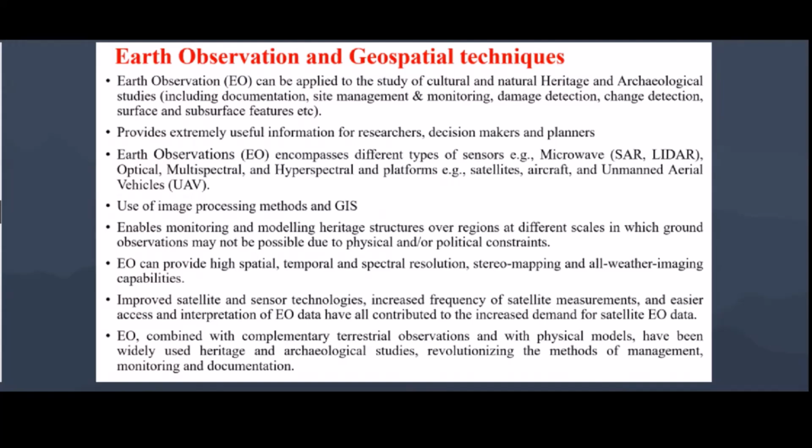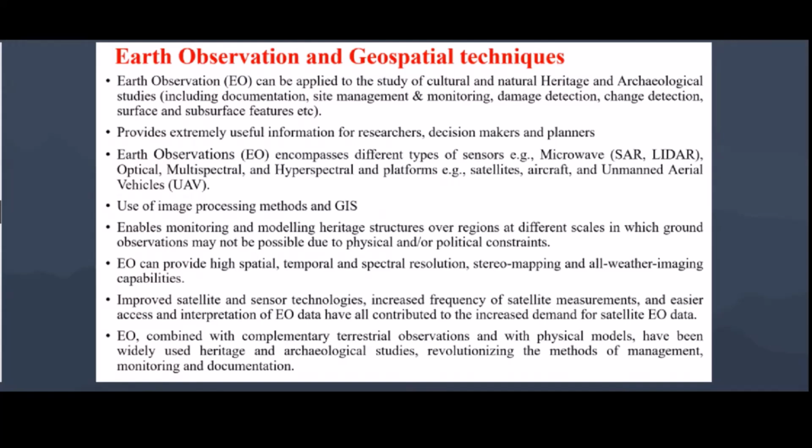But Earth observation data offers us a synoptic view and enables us to see large areas of land, and therefore we are also able to see not just the monument or the area of interest, but also other features in its vicinity and what relationship they may have with the monument.